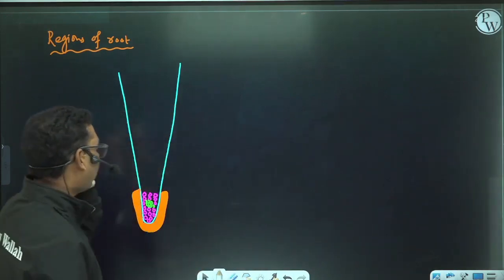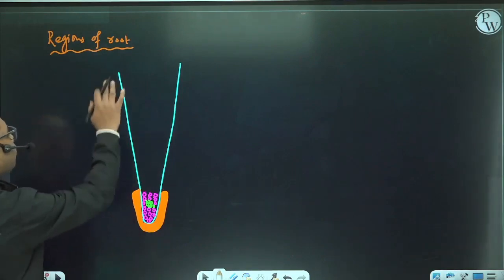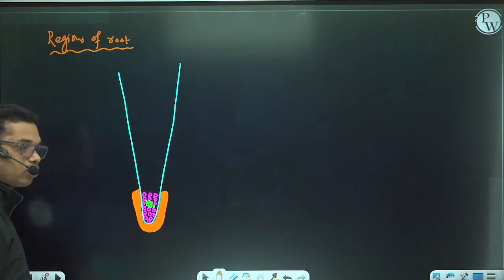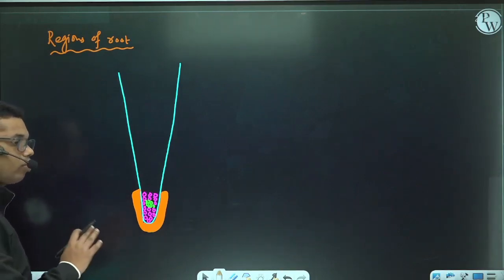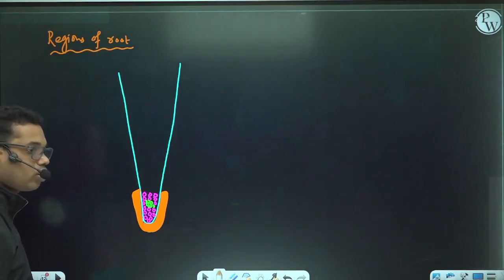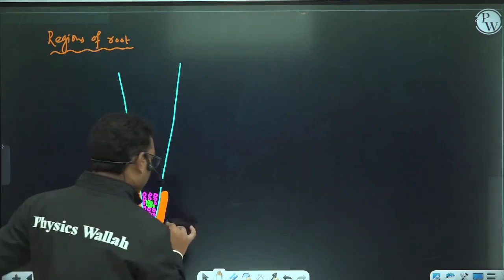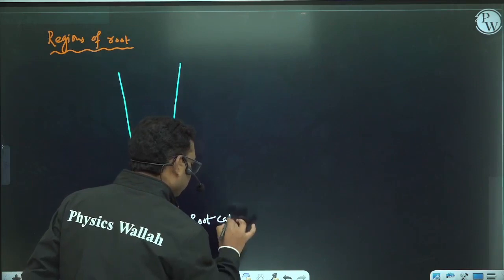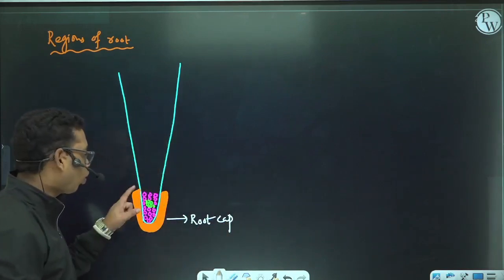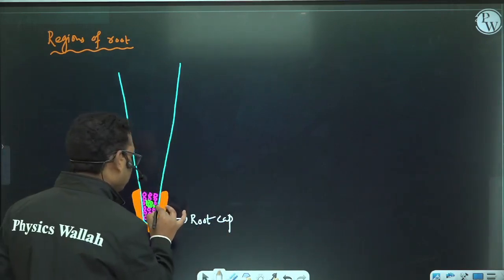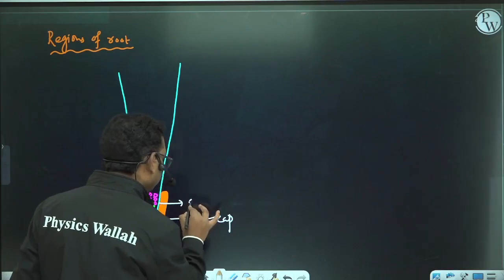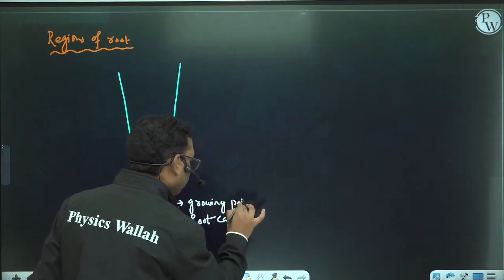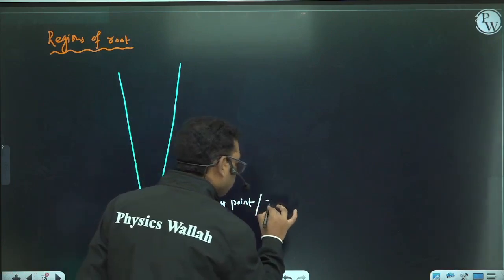Now let us try to understand the different regions of the root. Root has three different regions. Apart from the three different regions, another structure is present, and that structure is called the root cap. So what is the function of the root cap? The root cap protects the growing point. So this part is the growing point, which is also known as the zone of meristem.